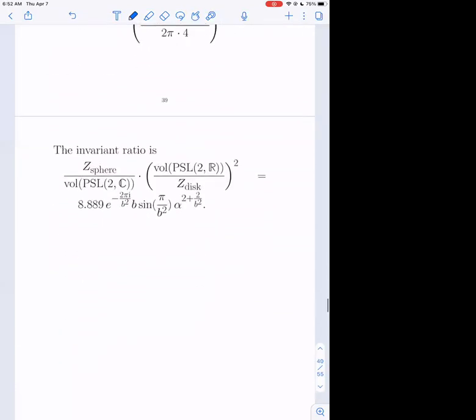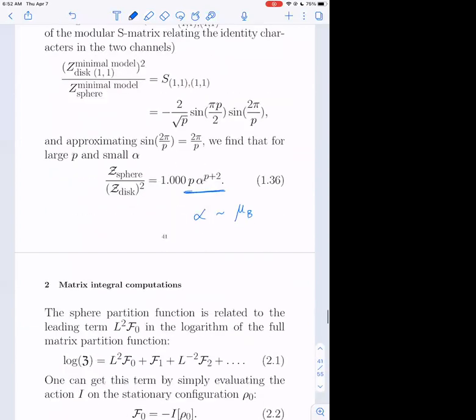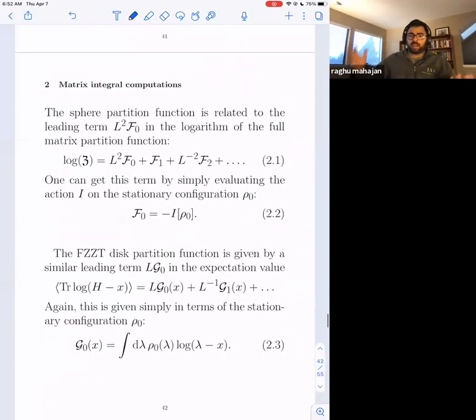Yeah, thanks, Ashok. And okay, so let me just say how one computes the sphere and so on. So the sphere partition function is literally just doing the matrix integral.